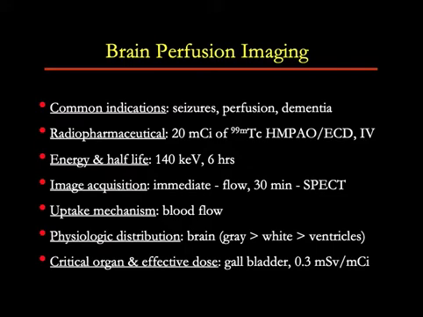Physiologic distribution is seen in the brain with most intense uptake in the gray matter, followed by white matter and absent activity in the ventricles. The critical organ is the gallbladder.